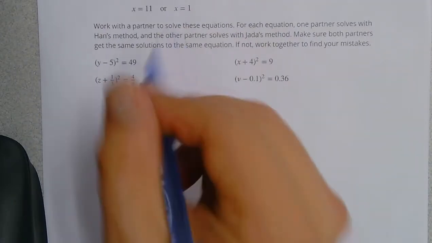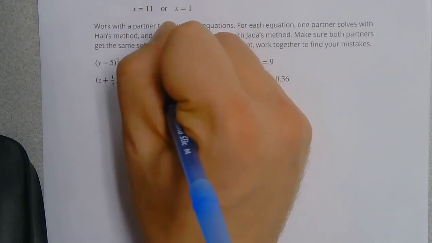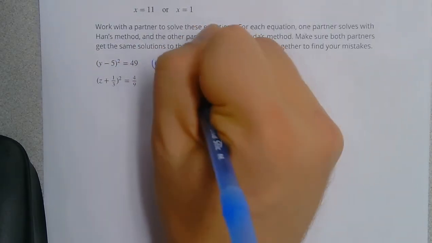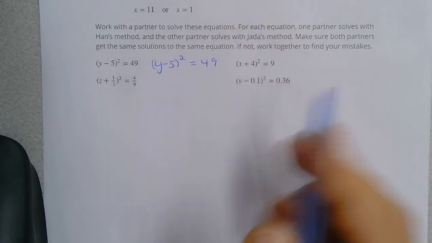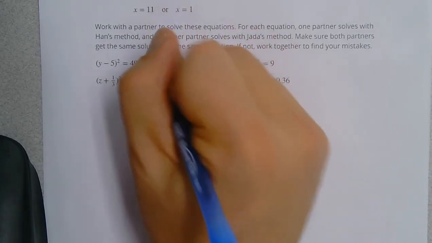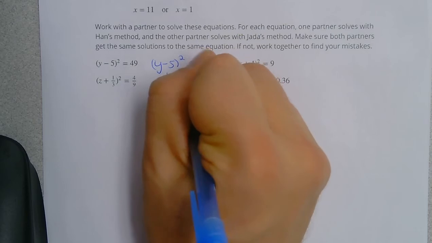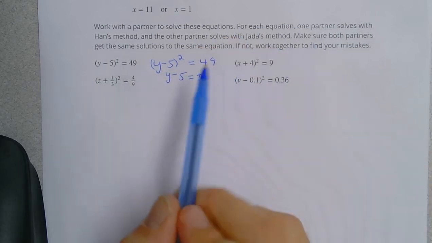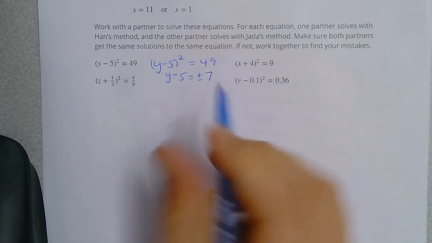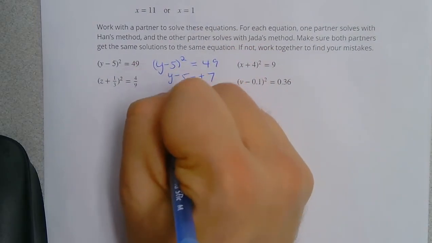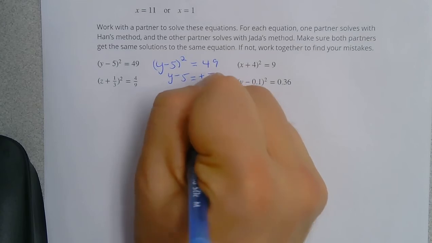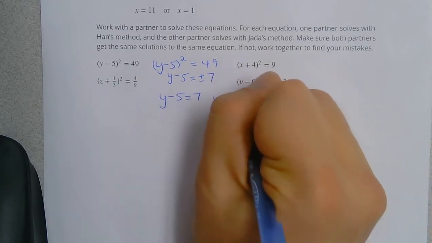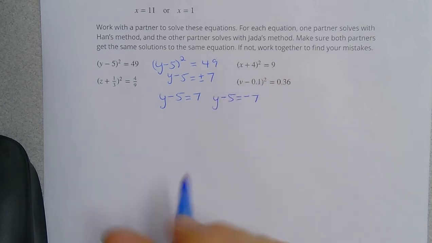So using the same idea over here, if I have y minus 5 squared equals 49, I'm going to take the square root of both sides. So y minus 5 equals plus or minus the square root of 49, which is 7. So I'm going to break that up into two equations. y minus 5 equals 7. And y minus 5 equals negative 7.